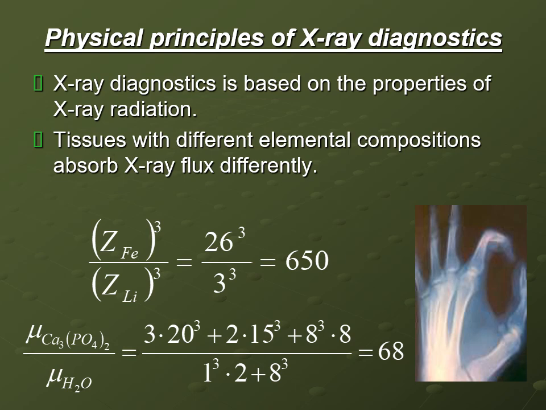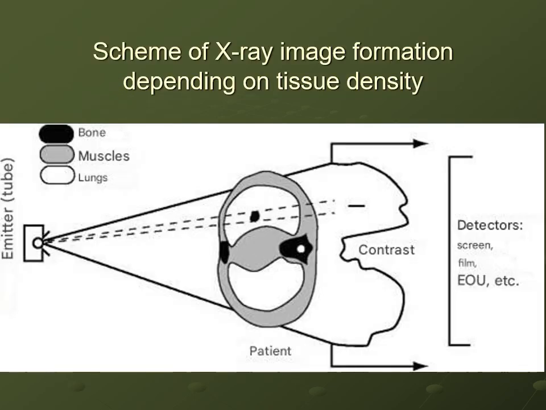The next question is the physical basis of X-ray diagnostics. At the beginning of the lecture, we discussed the properties of X-ray radiation. It can be said that some properties are the basis of X-ray diagnostics. X-rays penetrate through the tissues of the body, and they are absorbed depending on the composition of the body tissue and depending on the thickness. This also relates to Bouguer's law, which we have just reviewed.